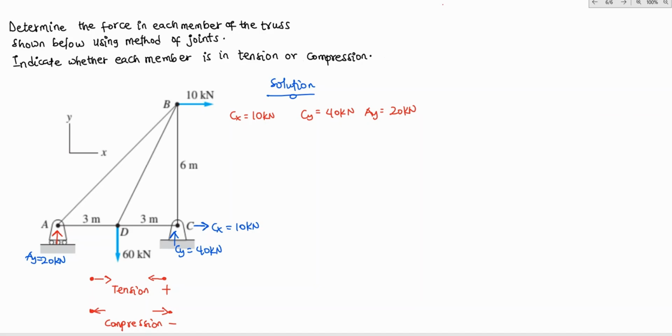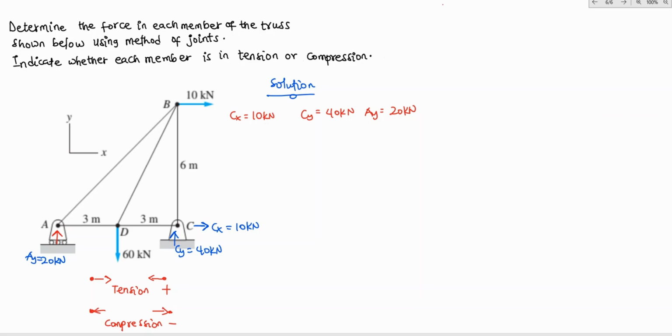Okay, so now to consider the forces on each of the joints, what you are going to do is consider a joint where we have at least two unknowns and also we know one load value. You are going to consider a pin joint that has at least two unknowns and at least one known load value. Okay, let's look at that.